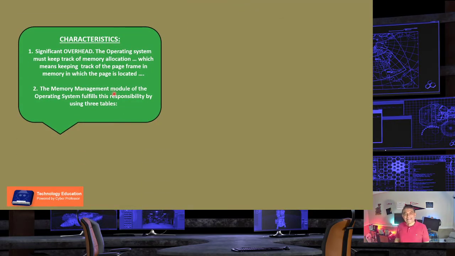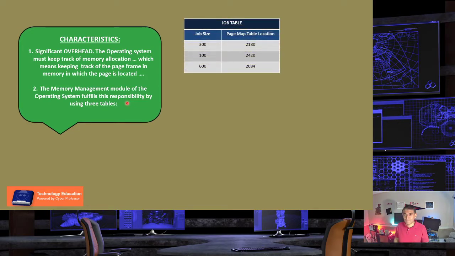Characteristics. There is significant overhead for this first memory allocation system that we have reviewed. The operating system must keep track of memory allocation, which means keeping track of the page frame in memory in which the page is located. The memory management module of the operating system fulfills this responsibility by using 3 different tables.